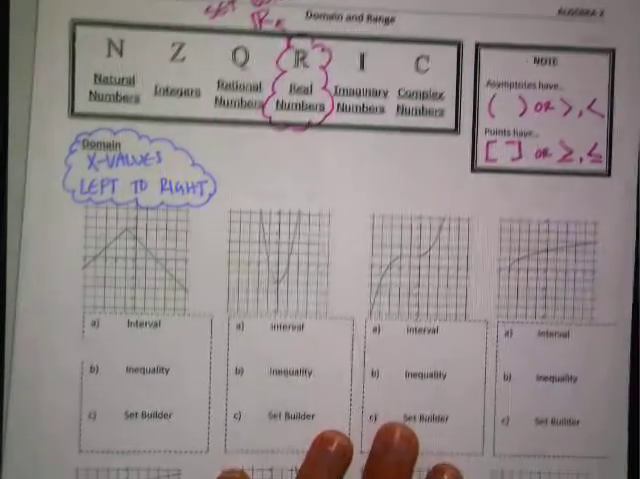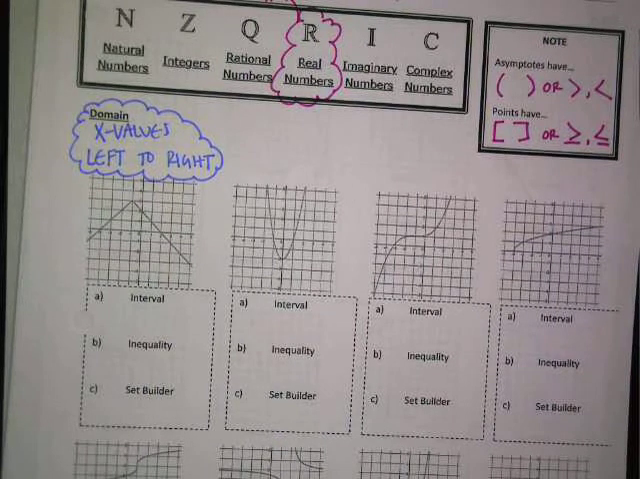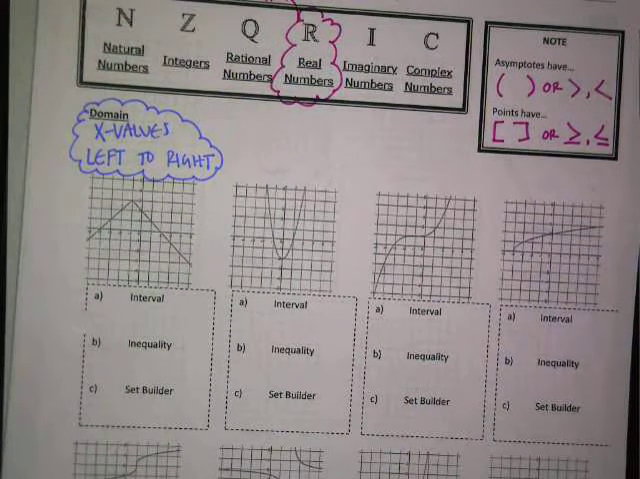Okay, and we are going to learn how to do domain 3 different ways. Interval, inequality, and then set builder, which is what we talked about from the very beginning. So interval, inequality, and set builder are the 3 ways you need to know how to write domain. If I don't specify, if I just said find the domain, you can pick. I don't care which way it's in, but you do need to know all of them.